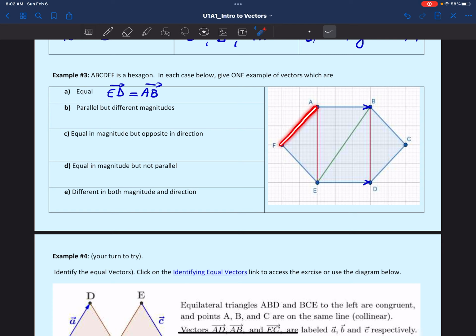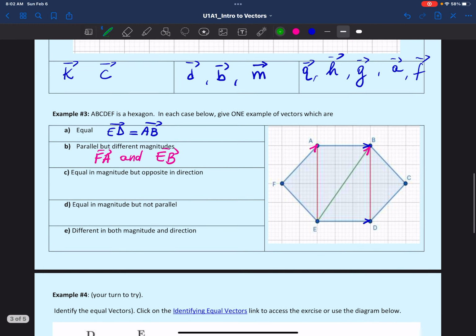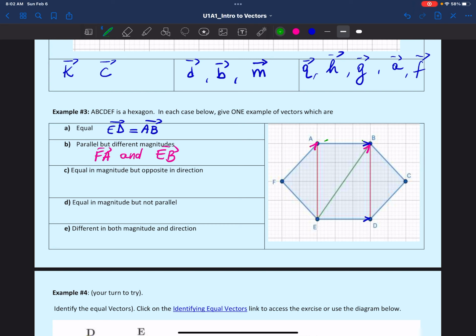Now, parallel but different in magnitudes. So vectors FA and EB are parallel. Equal in magnitude but opposite in direction. For this, I will refer to vectors AB and DE.